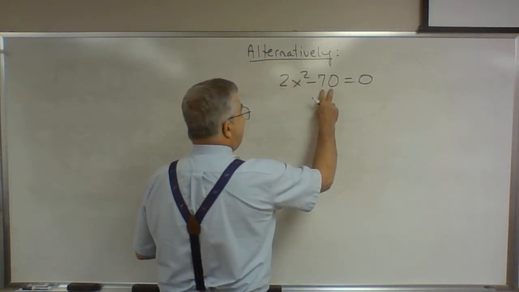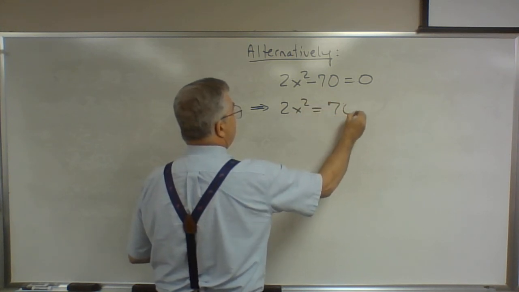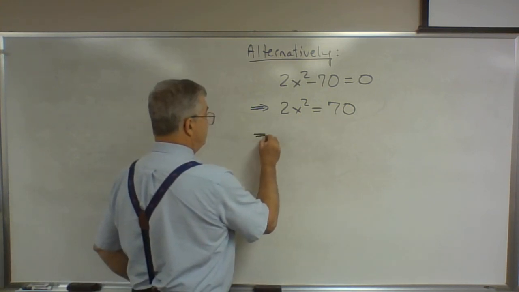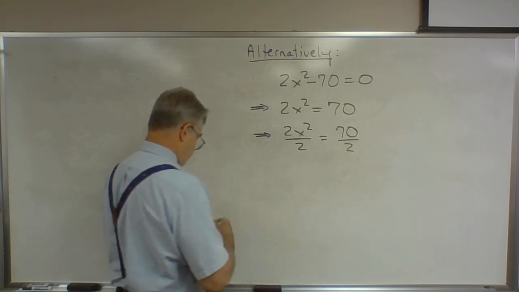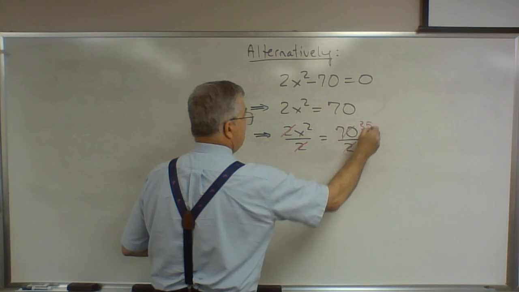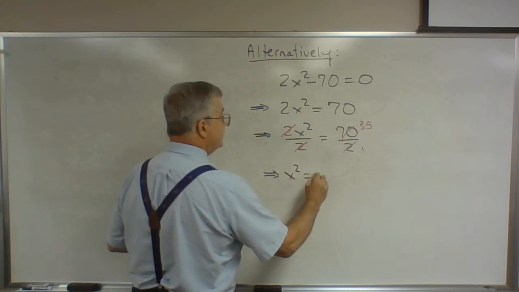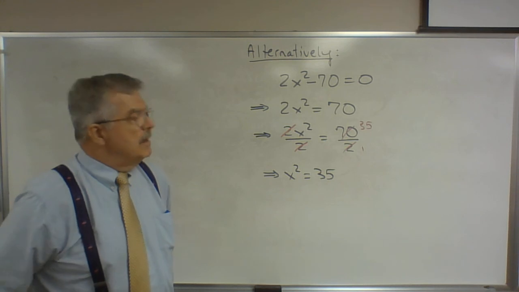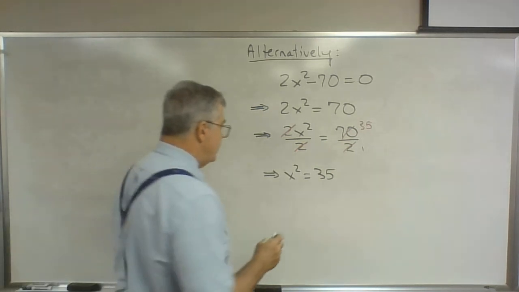And what we could do is we can add this number to both sides. And then we can recognize that both sides have a factor of 2. And so we can divide both sides by 2. And that leaves us with x squared equals 35. So far, so good. We're looking for x, the solution, so we compute the square root of both sides.